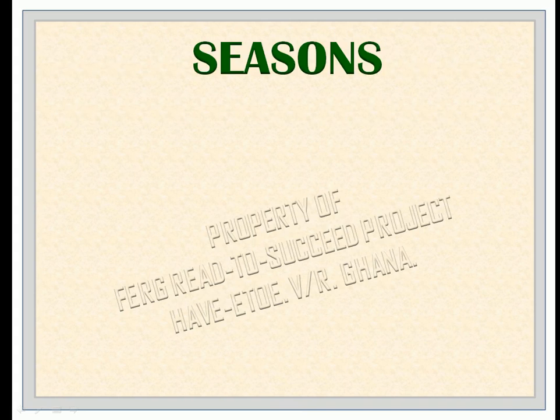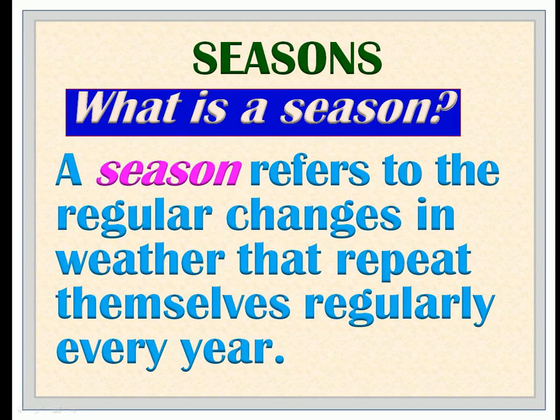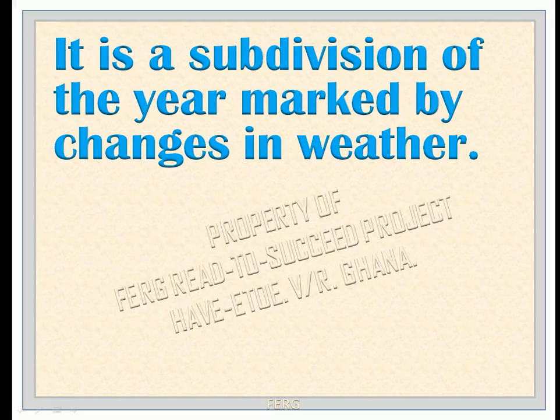Seasons. What is a season? A season refers to the regular changes in weather that repeat themselves regularly every year. It is a subdivision of the year, marked by changes in weather.